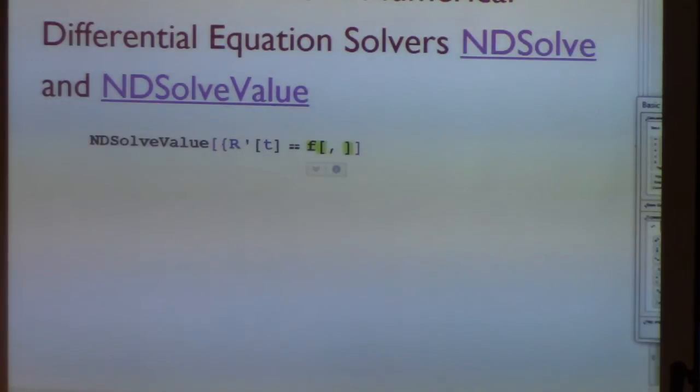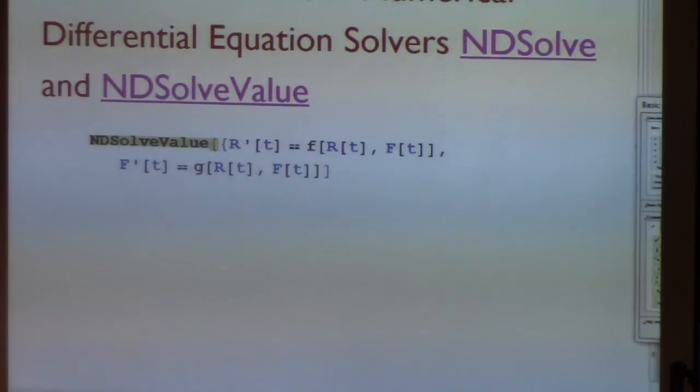But don't plug in R and capital F. Mathematica needs to know those are functions of t. You need to put t's in here. This is an autonomous system, by the way. There's no t's on the right-hand side. That's the first equation in the system. The second equation is capital F prime of t equals little g of r of t, comma, f of t.